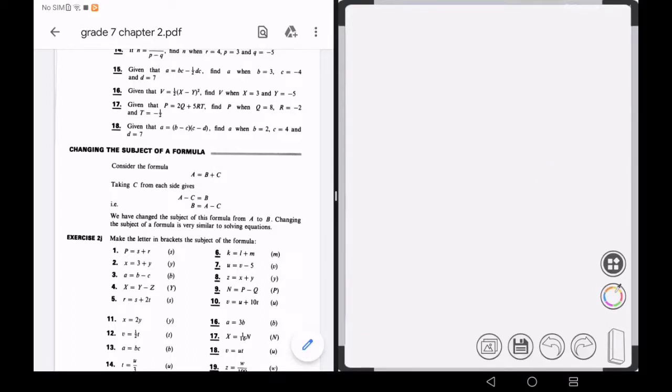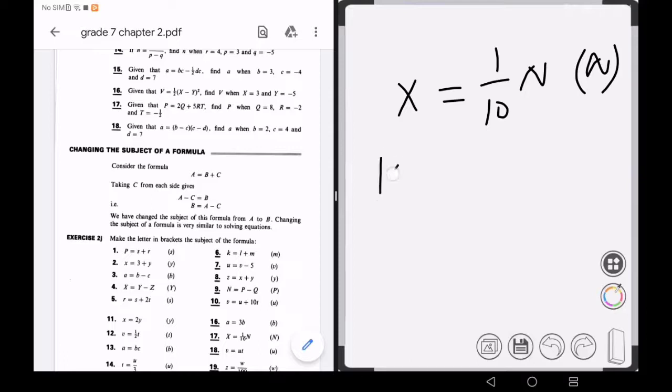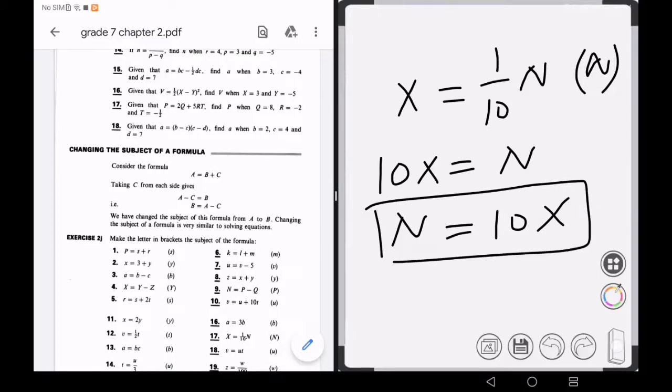Okay, one more question, the last question, number 17. X is equals to 1 over 10 n. We need to find the value of n. This 10 is in the division here, so to the other side it will multiply. 10x is equals to n, and n is equals to 10x. This is the change of subject.